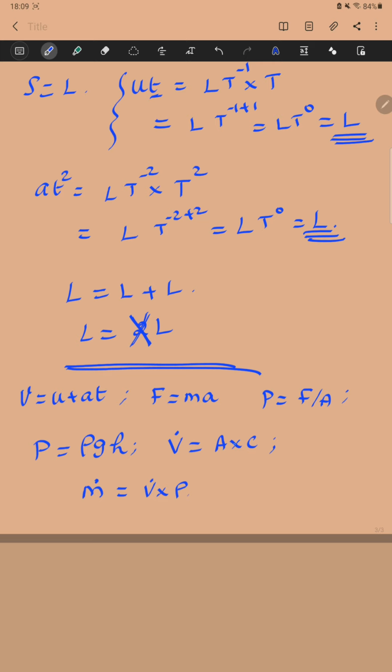Can you please prove these 6 equations are dimensionally homogeneous? Prove they are dimensionally homogeneous. Gone.